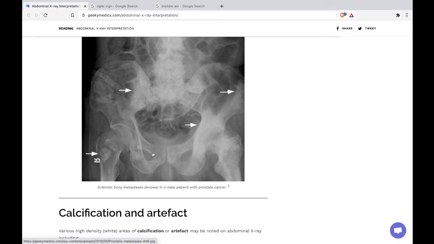Oh, you see the bone here? Over here, the sclerosis. Over here, it's more white than it should be. Over here as well on the iliac crest. Over here on the sacroiliac joint. It's all sclerosis of the lumbar vertebrae as well.